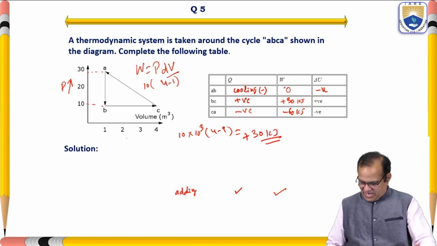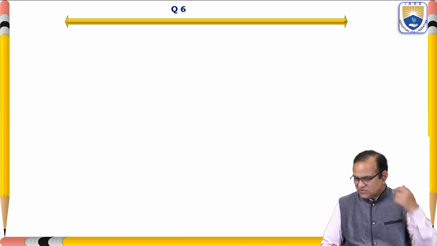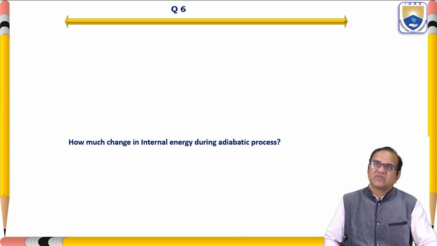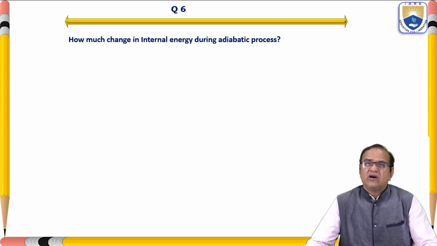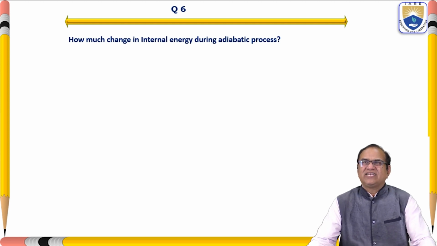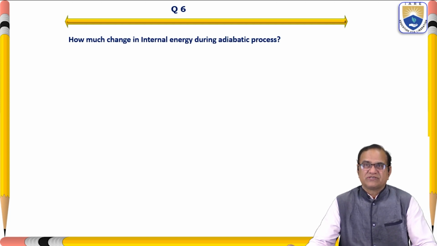So in this way, we can find out all this heat and the work. Now I will go for question number 6: how much change in internal energy during adiabatic process? So what is the adiabatic process?